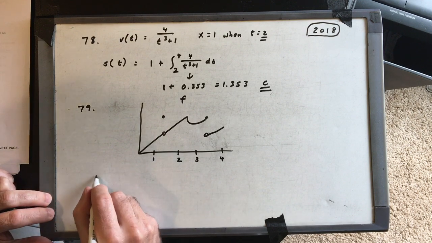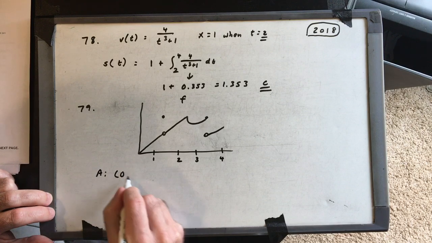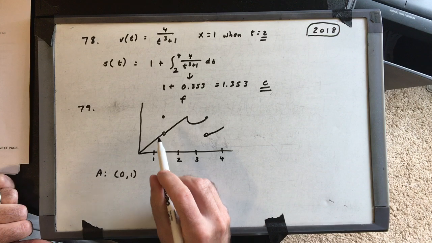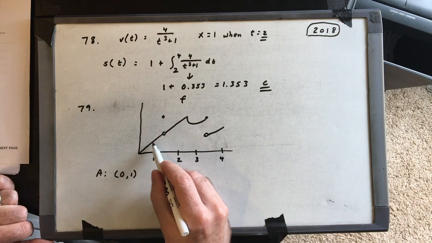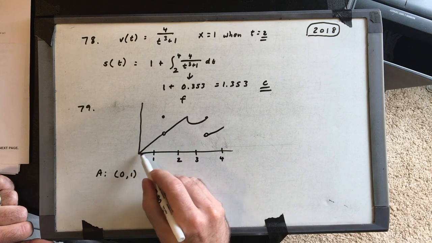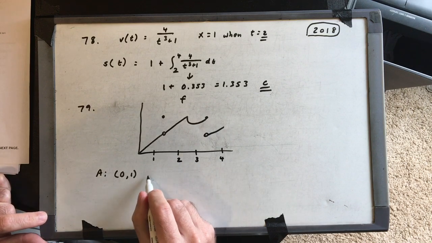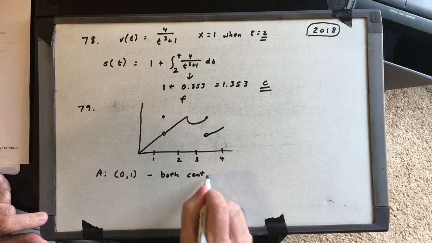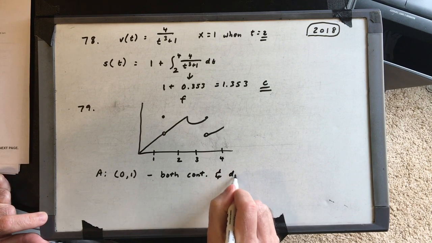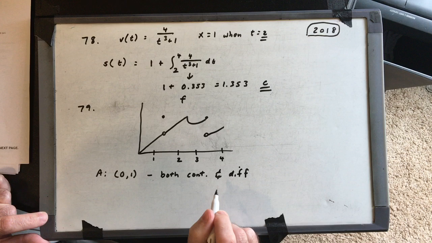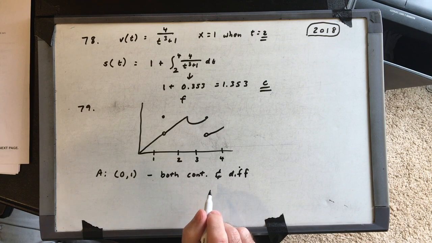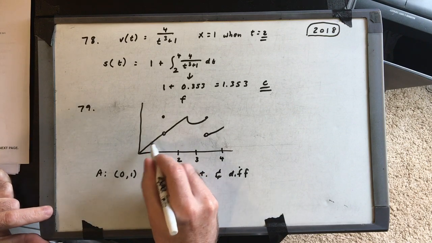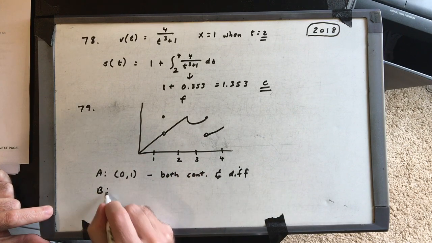Okay, so part A, we're looking from 0 to 1. Well, 0 to 1 is just that right there, and it's continuous, but it's also differentiable. So it's both continuous and differentiable, and it is asking us which is continuous but not differentiable. So it's not A because it is differentiable, right? It's just a line. There's no breaks there.